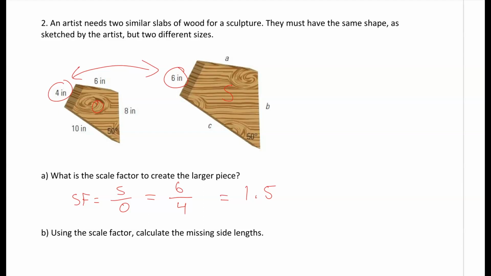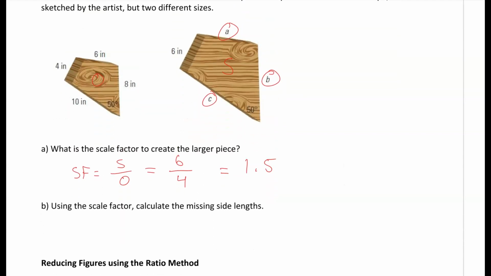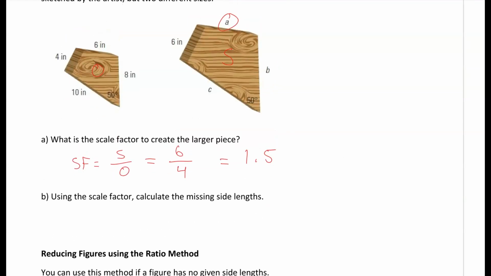Now that we know the scale factor, we're going to be able to find out the missing sides of A, B, and C. And we choose the corresponding side with them. So when we're doing A, we're going to have it match up with 6 inches, and we know our scale factor is 1.5. So to find A, what we have is 6 inches multiplied by our scale factor of 1.5. So the new measurement for A is going to be 9 inches.